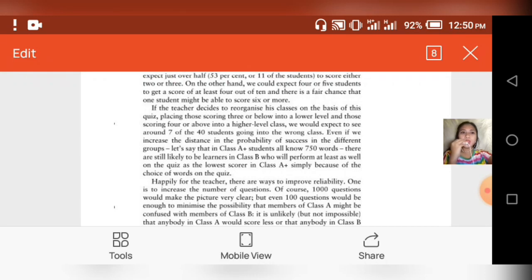We would expect to see around 7 of the 40 students going into the wrong class, even if we increase the distance in the probability of success in the different groups. Let's say that in Class A plus students all know 750 words, there are still likely to be learners in Class B who will perform at least as well on the quiz as the lowest scorer in Class A plus simply because of the choice of words on the quiz.